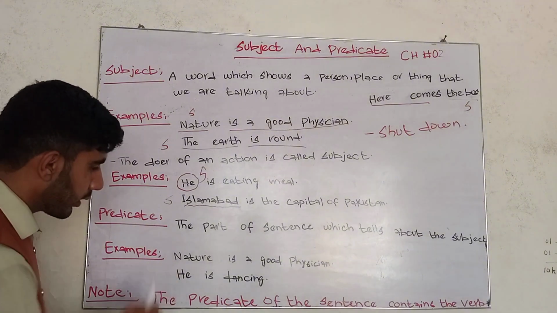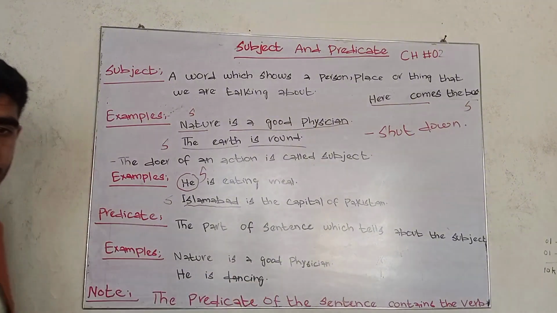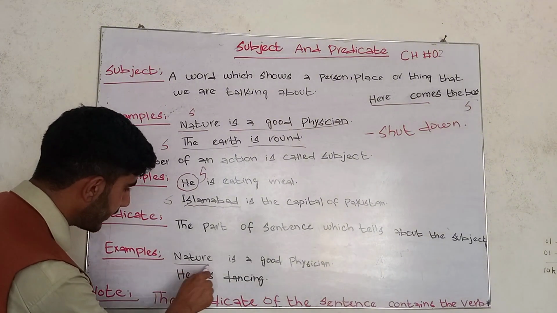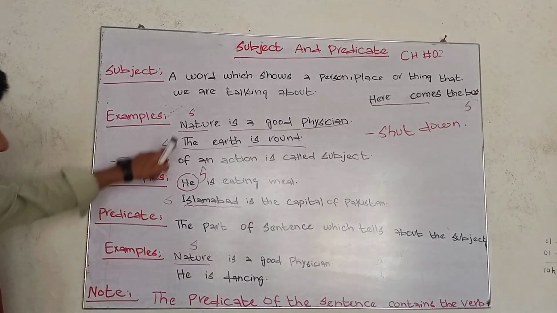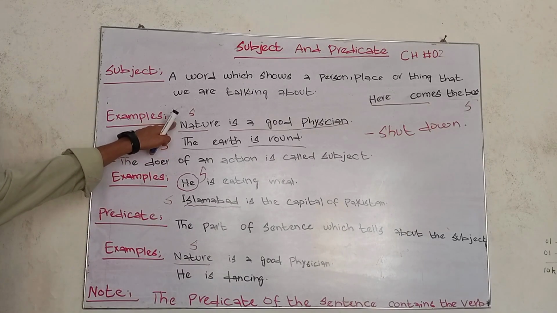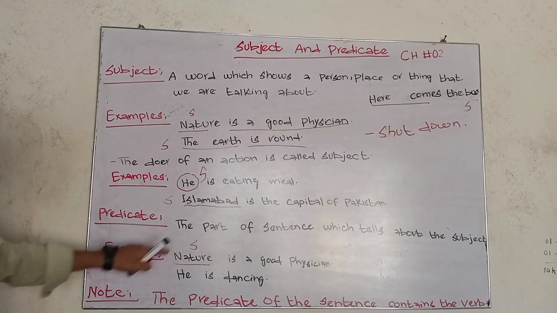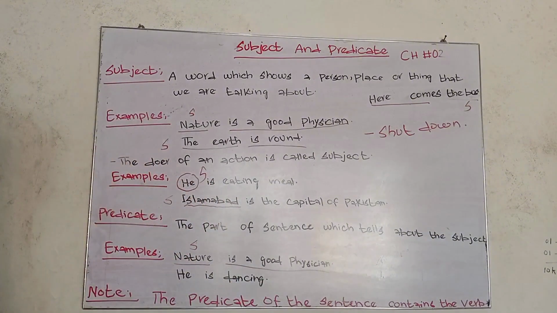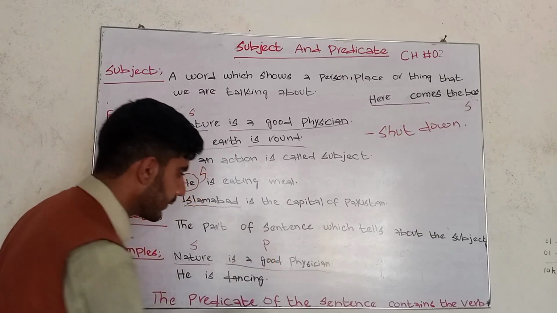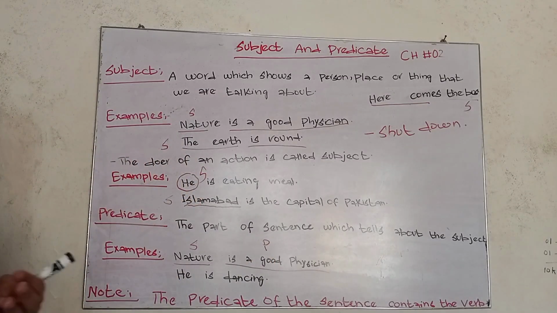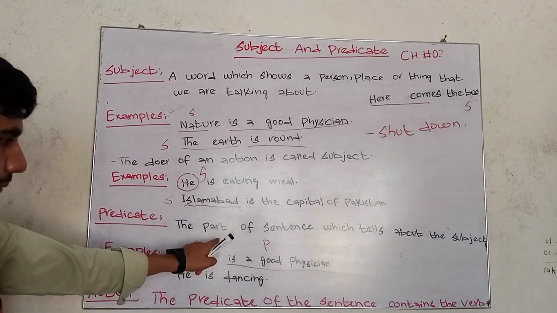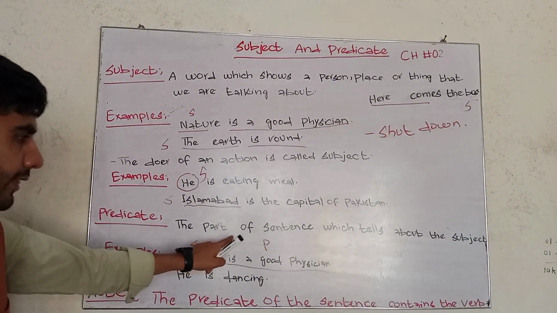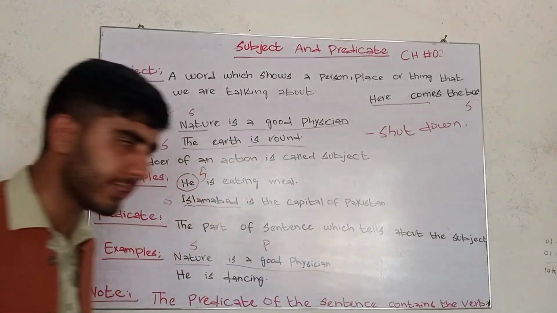Again, I have given this example: nature is a good physician. In this definition, nature is a subject, but the remaining sentence, "is a good physician," is a predicate. And what is the work of the predicate? It is giving the knowledge about the subject. This is the work of the predicate, the part of the sentence which tells about the subject.